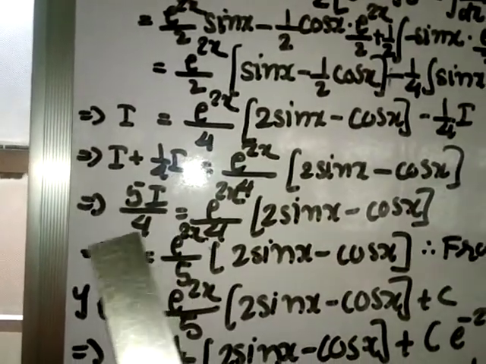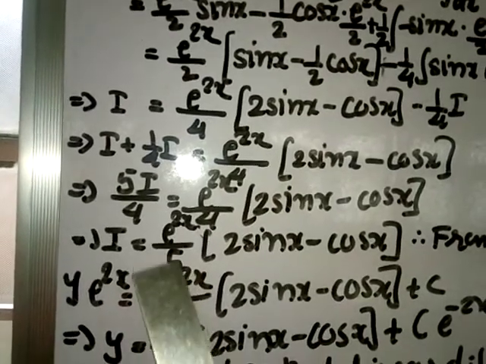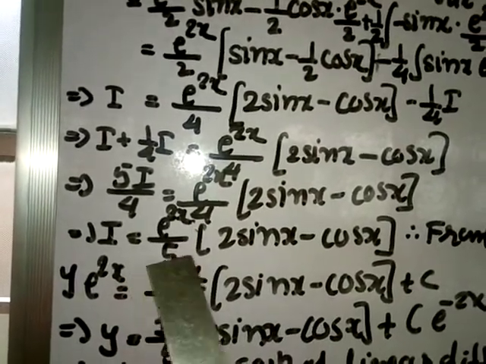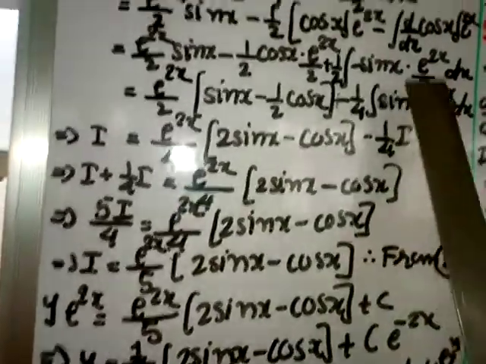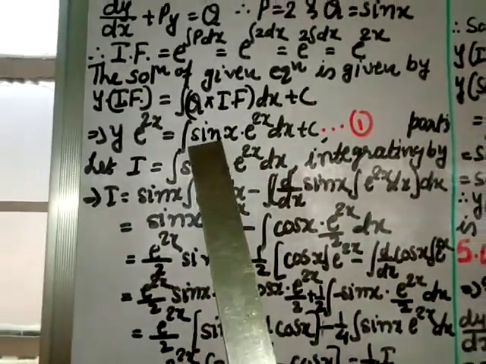And then now here you take LCM. So 4 into 1, 5i by 4 equal to, this is as it is. 4 cut and 5 transfer, it will go in the denominator. So e power 2x by 5 into 2 sin x minus cos x. Now put this value in equation 1 here. Instead of this integral, because this integral we have found separately.